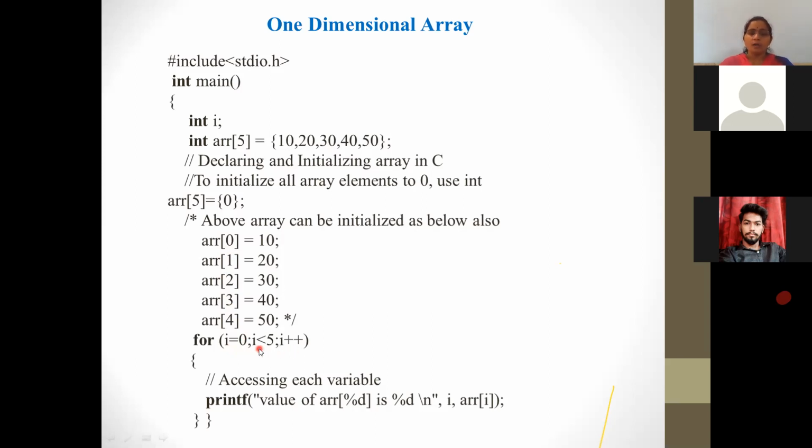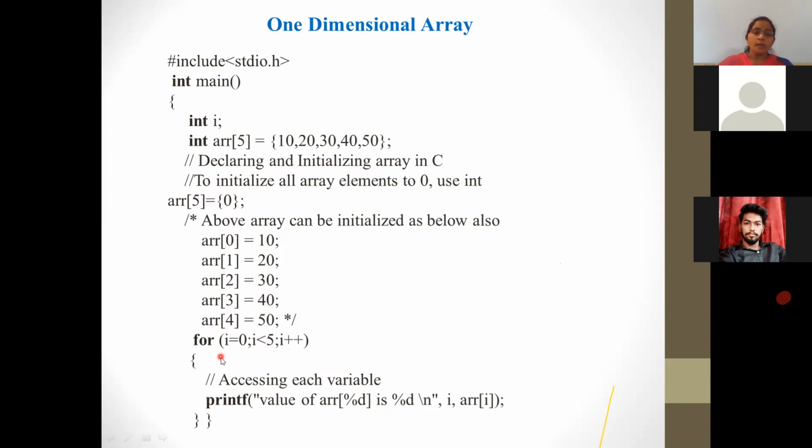Why have I taken here the condition as i is less than 5? Because the array element always starts with the 0th location. And as the first element starts at the 0th location, the fifth element will be at the 4th location. That's why I use here i is less than 5. If, instead of this, you use i is less than or equal to 5, then it asks for the sixth value from the user.